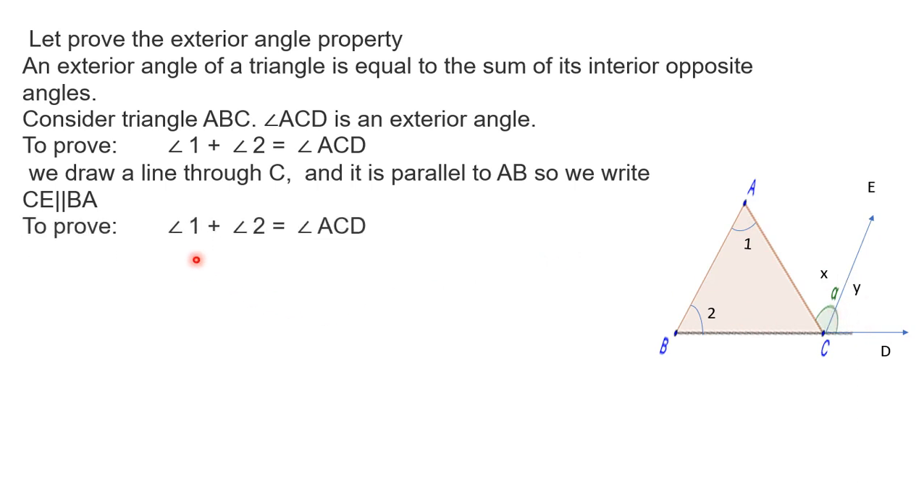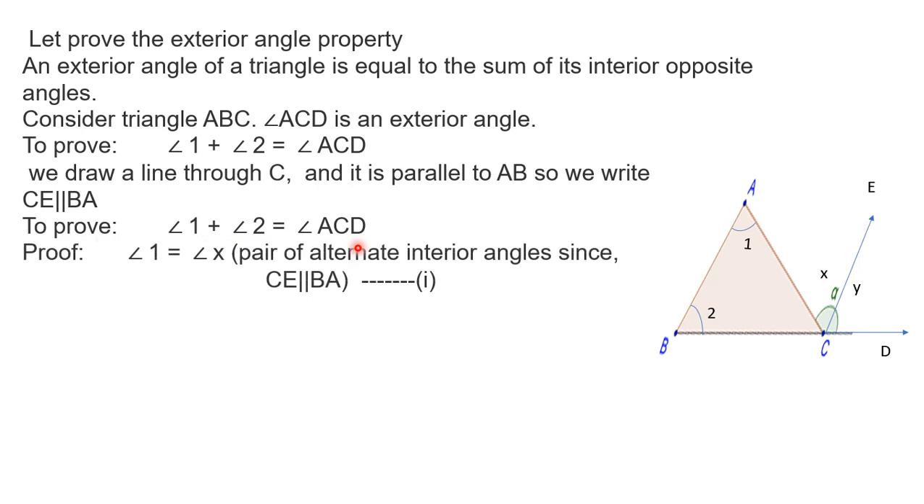Now let's start the proof. What we have to prove? Angle 1 plus angle 2 is equal to angle ACD. So AB and CE are the two parallel lines and AC is the transversal. So angle 1 and angle X are the pair of alternate interior angles and they are equal. So we have angle 1 is equal to angle X. Now again AB and CE are the parallel lines and BD is its transversal. So angle 2 and angle Y are the pair of corresponding angles and they are equal.